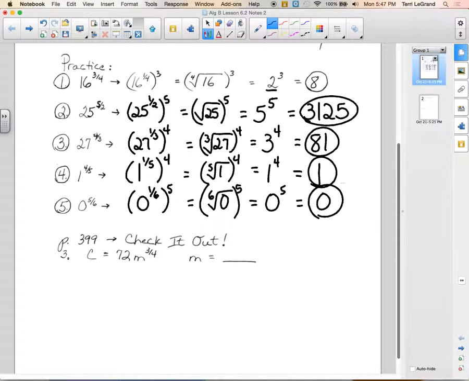So maybe you're discovering by now also that no matter what power you take 0 to, you should get 0, unless you try to take it to itself, 0 to the 0 power. Remember, that's the only thing we can't take to the 0 power.